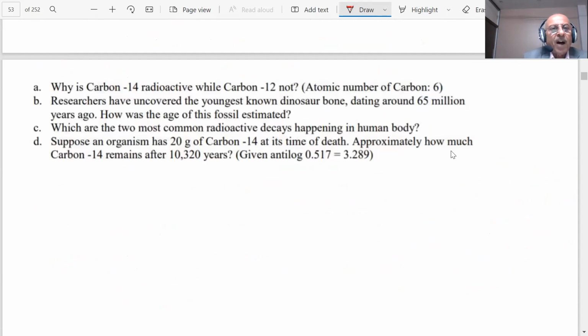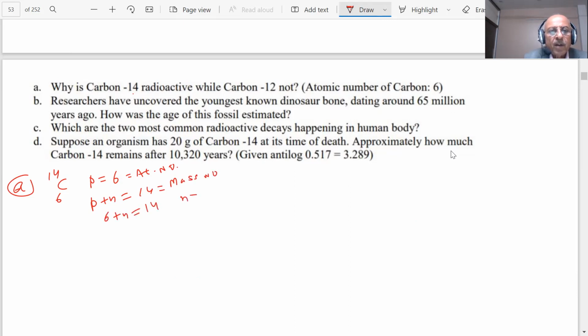Question A is on the screen. Why is carbon-14 radioactive while carbon-12 is not? Let us see. I am writing carbon-14. How many protons are there? P is protons. 6 protons. That is the atomic number. Atomic number is equal to the number of protons, and number of protons plus neutrons is the mass number, which is 14. So protons are 6. Then neutrons will be how much, student? 14 minus 6, 8. So there are 6 protons and 8 neutrons.